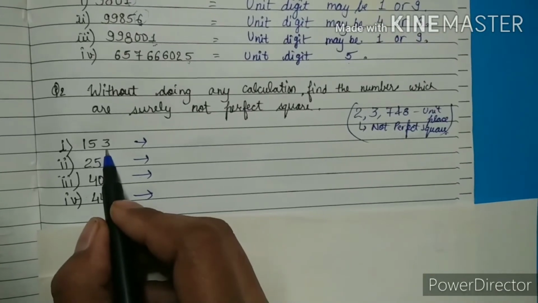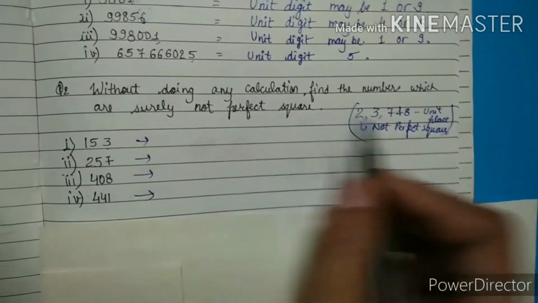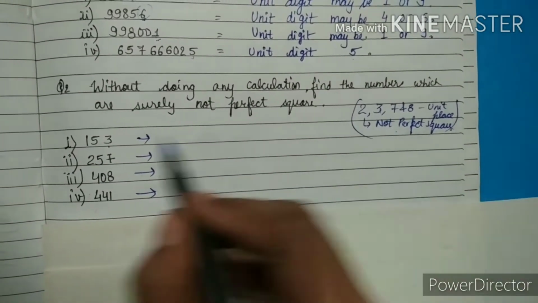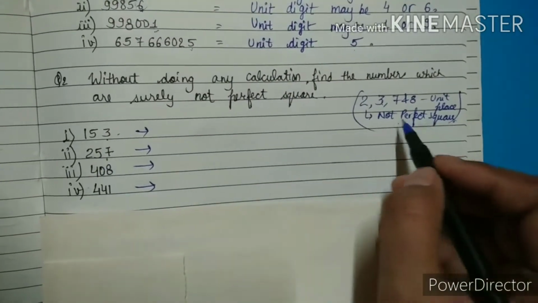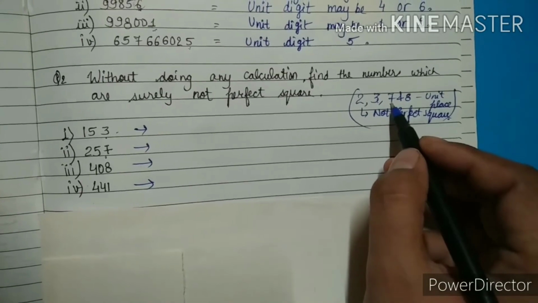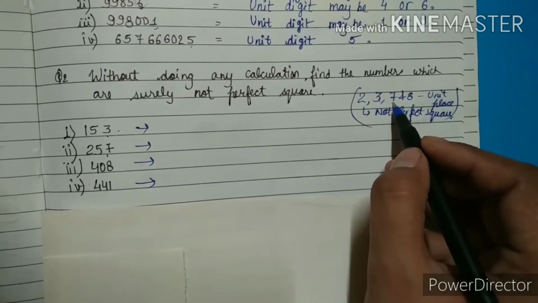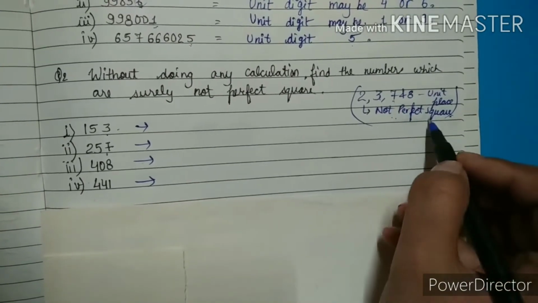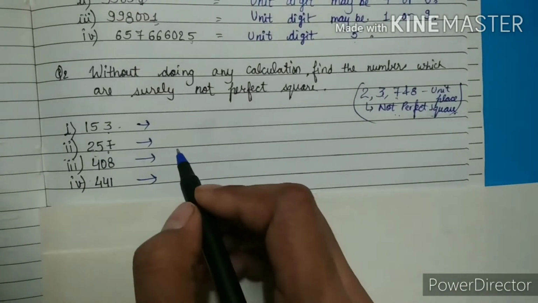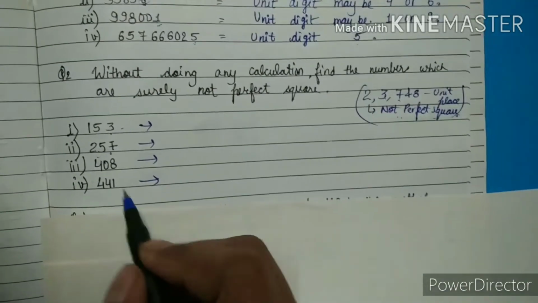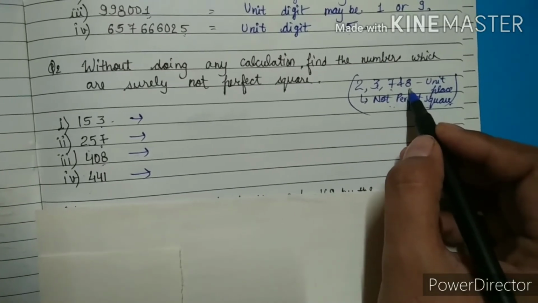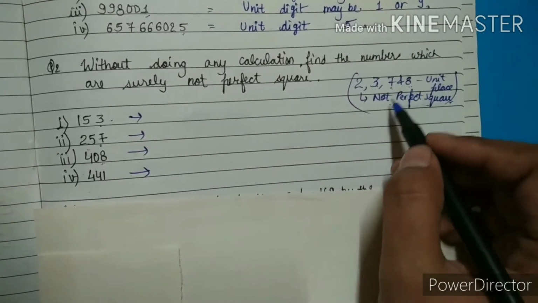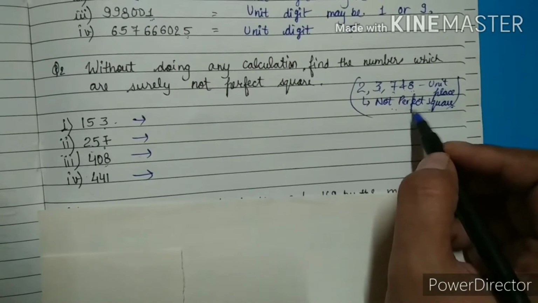Here we have a 3 in the unit place, here is also 3, so it is not a perfect square. Here we have 7, so in this case we also have 7. Any number having 7 in the unit place cannot be a perfect square, so this number is also not a perfect square. Here we have 8. When we have 8 as the unit place, that number is not a perfect square, so this number is not a perfect square.